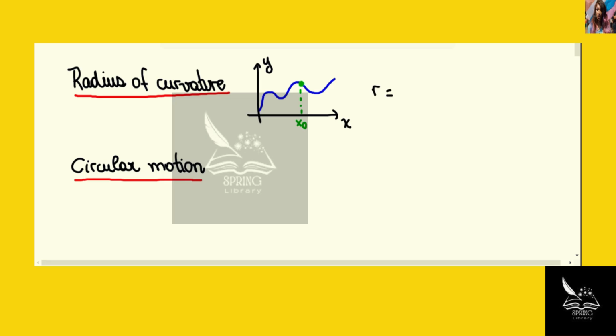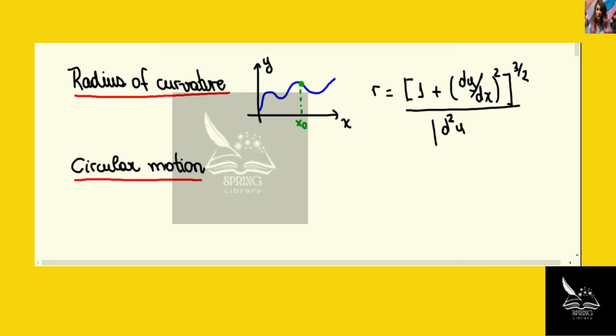Well, we can use this formula here, that r, the radius of curvature, is equal to (1 plus (dy/dx) squared) to the 3/2 divided by the magnitude of the second derivative of y with respect to x. Okay, so this is how we calculate the radius of curvature of an arbitrary curve.